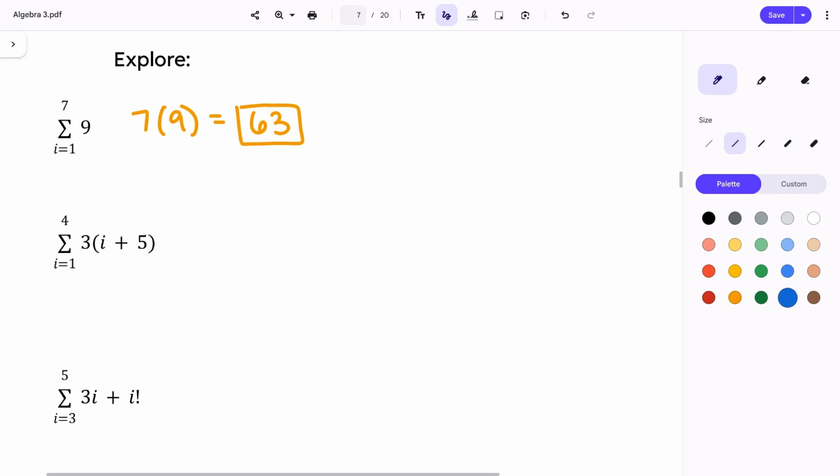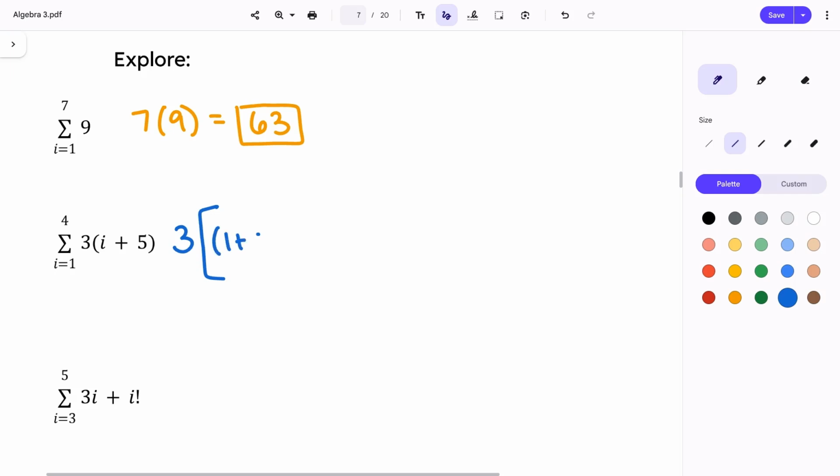For the next one, because there's a 3 in front of the parentheses, I thought about splitting it apart. I didn't use a table to help me do this one. I just knew if I focused on the i plus 5 and figured out what all of those were for my sum, that eventually I'd have to multiply it by 3. So I wrote 3 times, and then I focused on plugging in a 1, a 2, a 3, and a 4 here.